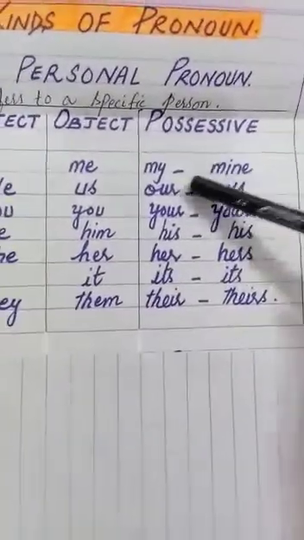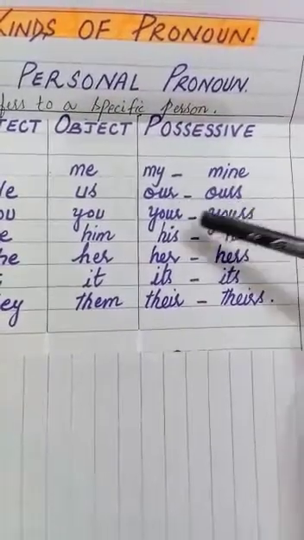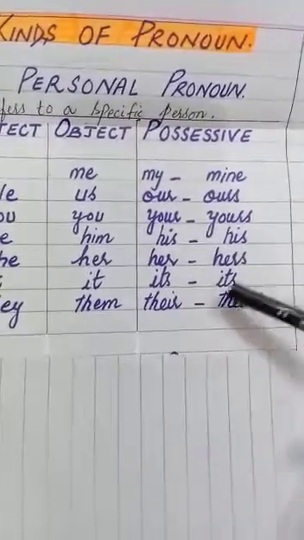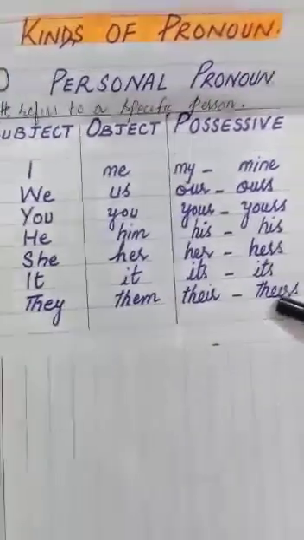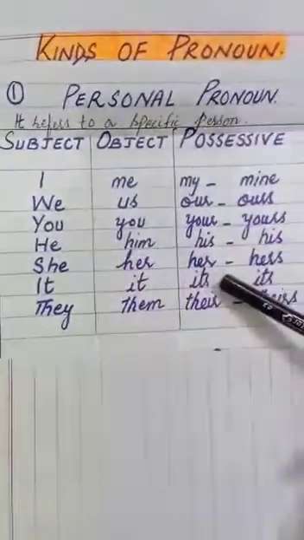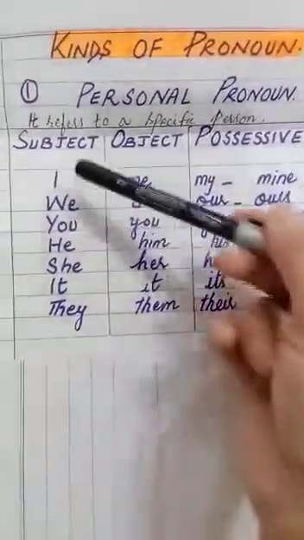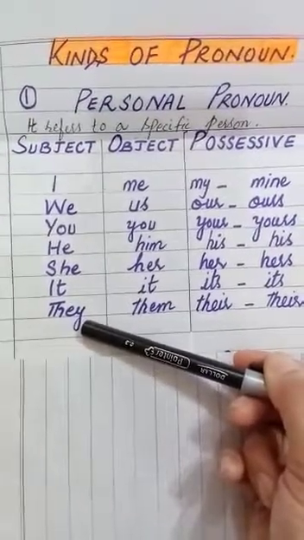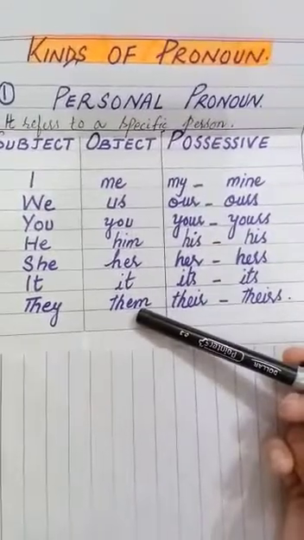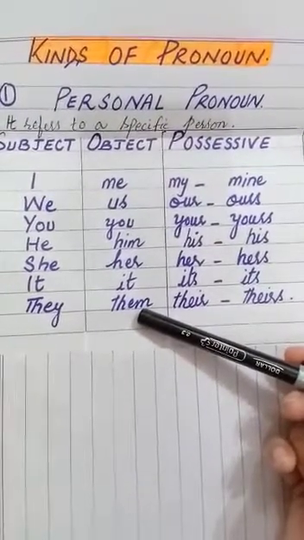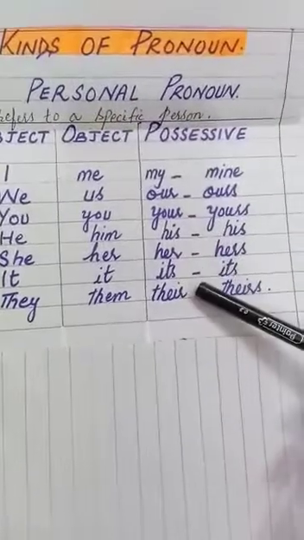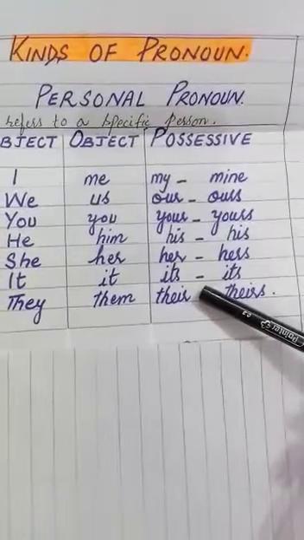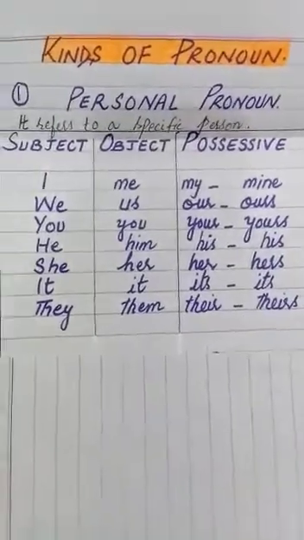Similarly, possessive case: my, mine, our, ours, your, yours, his, her, hers, its, their, and theirs. Dear students, all of them are called personal pronouns, but these are different cases. When they are used as doer of action, they are called personal pronoun subjective case. When they are used as receiver of action, they are called personal pronoun objective case. And when they are showing possession, this is called possessive case of personal pronoun. Okay. Second kind of pronoun.